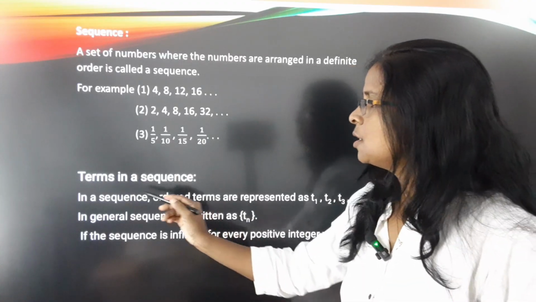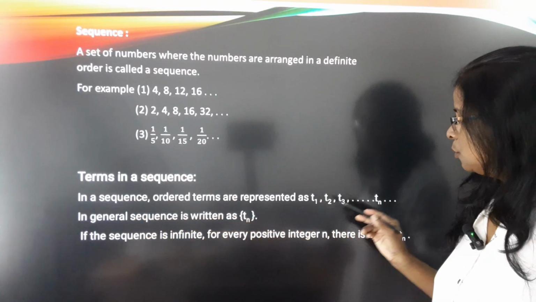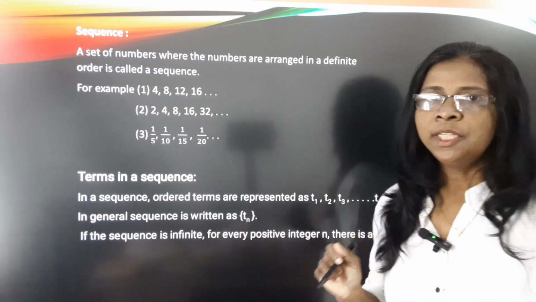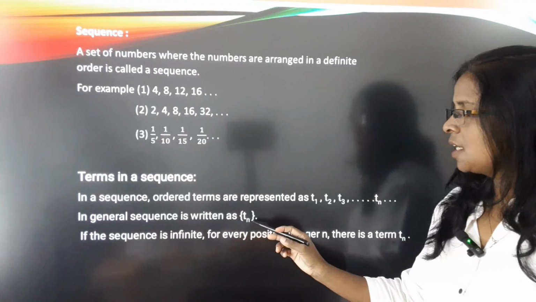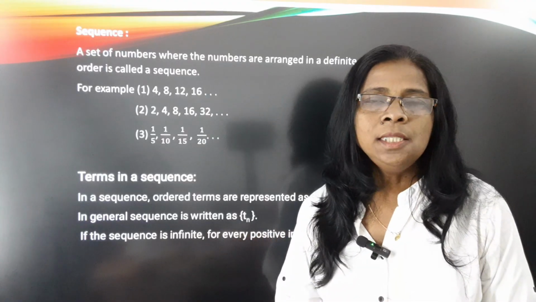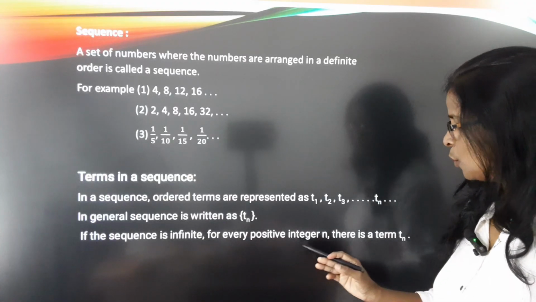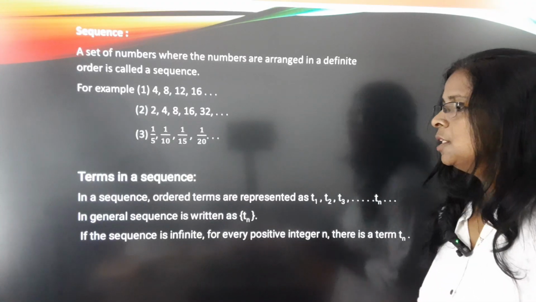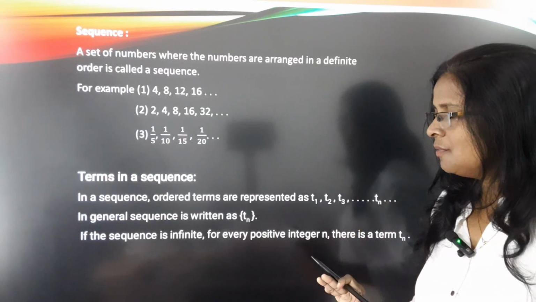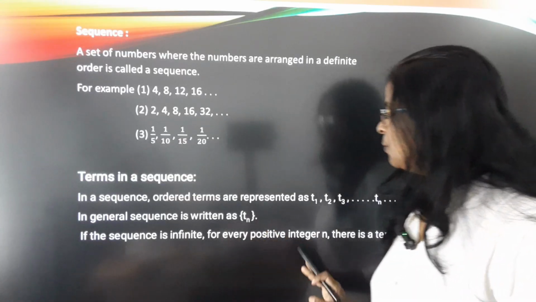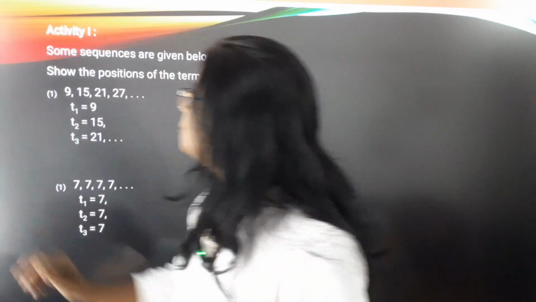Now the next one, that is the terms in a sequence. In a sequence, ordered terms are represented as T1, T2, T3, dot dot dot up to Tn. In general, a sequence is written as {T of n} in curly brackets. If the sequence is infinite, then for every positive integer n there is a term T of n, students.